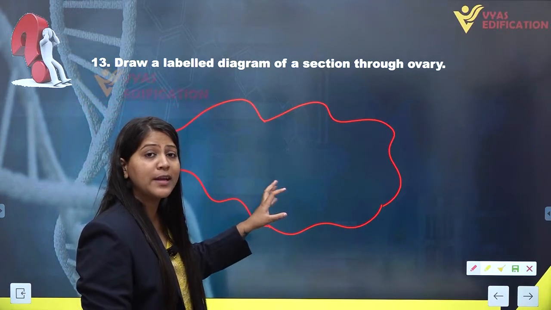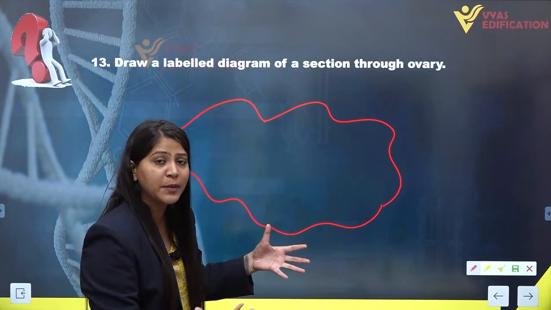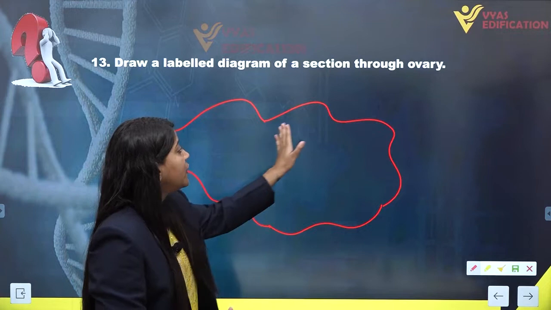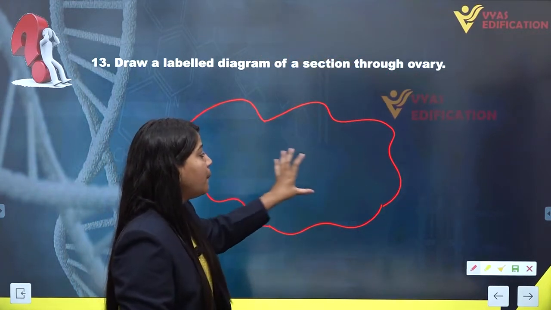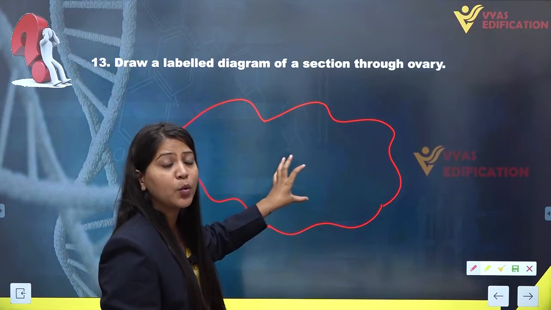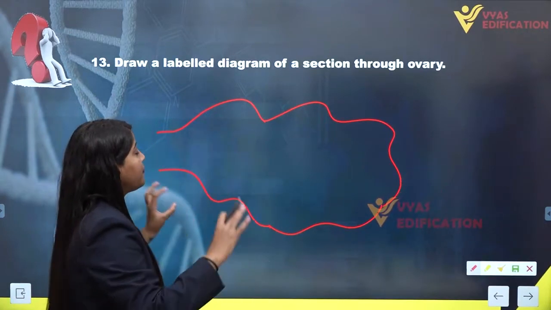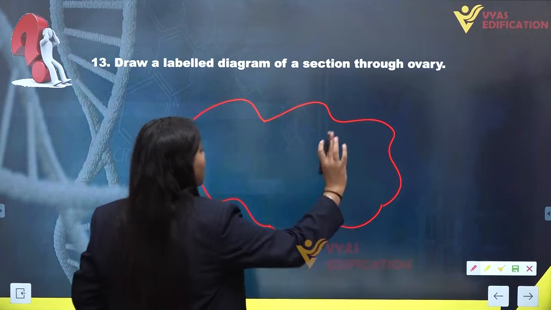the stroma of ovary is divided into two compartments or zones. The peripheral zone of the ovary is known as cortex, and the inner portion of the stroma of an ovary is known as inner medulla. Now let's talk about the cross section of ovary.